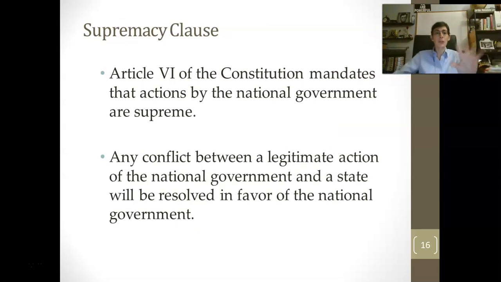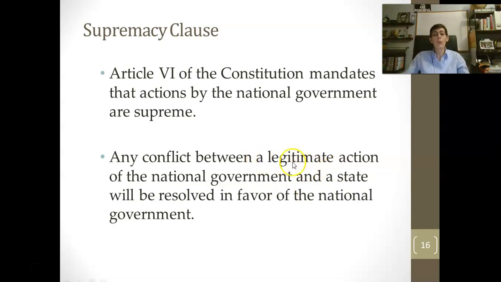We've talked about this too. So the Supremacy Clause, this is in Article 4. Any law that the federal government passes is supreme. It will then nullify other state laws in existence, okay? And the states cannot pass any laws that conflict with national federal laws, okay?